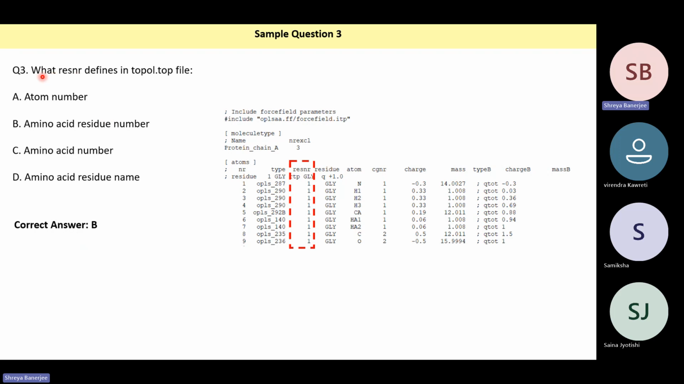So many of these you can look at and guess. There is this term RESNR. It specifies the residue number. Yeah, that is part of the topology file. It will tell you that in residue number 1, which atoms are connected. In residue number 2, which atoms are connected. Like that, it is mentioned in the topology file.